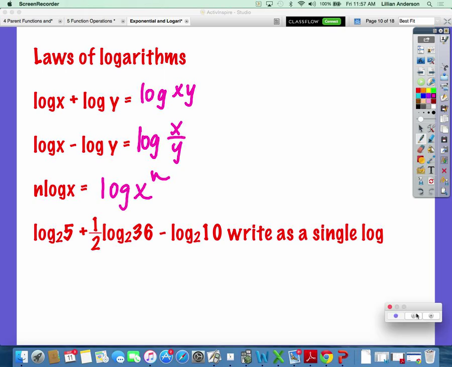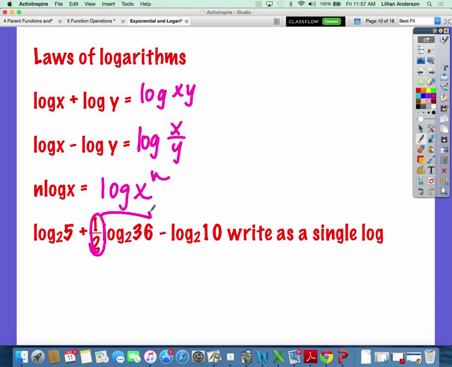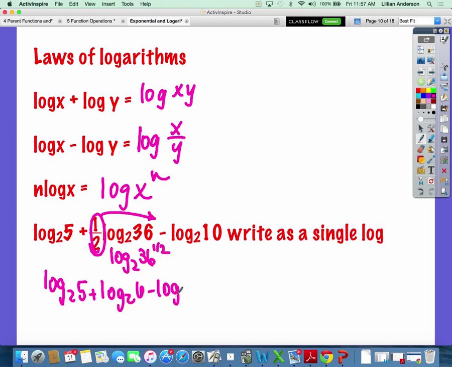Now be cautious, the only way that you can ever multiply your x and y or divide your x and y is if there's nothing in front of your logs. So what should you do first? Take that 1/2 and move it to the exponent, to the 36. So this will basically be log base 2 of 36 to the 1/2, which is 6. So you have log base 2 of 5 plus log base 2 of 6 minus log base 2 of 10. And now you can do the ones that are adding and subtracting. You gotta move everything that's in front up to the exponent, and you just go order of operations.